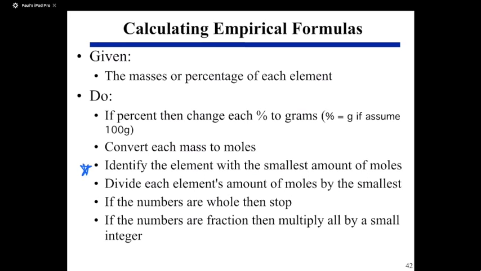If all of the numbers are whole numbers, stop. These are the subscripts of the compound. But can we have a subscript that has a decimal? Nope. If you have a decimal, then you must multiply each number by some small whole number so that it becomes a whole number. So I'll do an example like that.